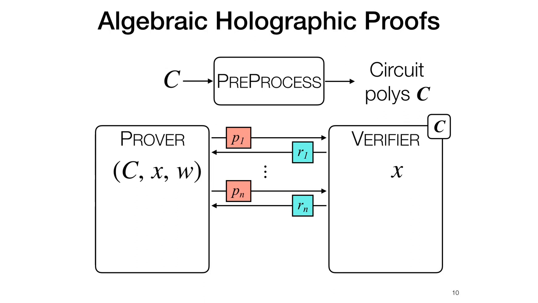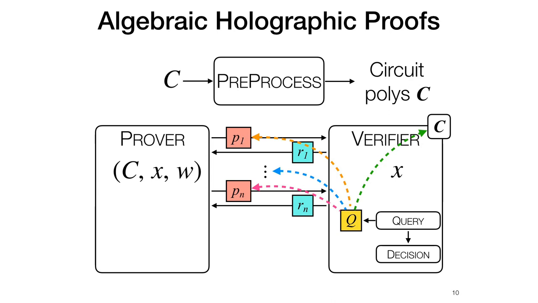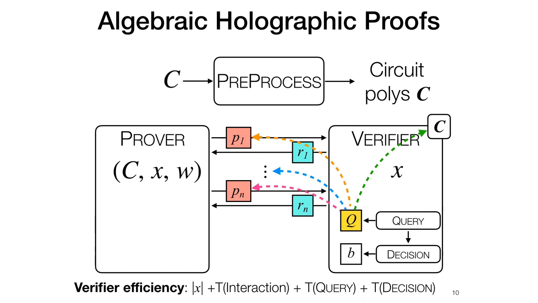So what we do now is, the prover and verifier interact as before, they exchange their messages, the prover generates its queries, and you make your queries as before to the prover messages, but you also make queries to the circuit polynomials. And based on the results of all of these queries, you go ahead and make a decision and decide whether or not to accept. Now this is nice because we no longer have a dependence on the circuit size in the verifier runtime. As long as your query and decision procedures are independent or at most logarithmic in the circuit size, then your entire algebraic verifier, your AHP verifier, is at most logarithmic in the circuit size.